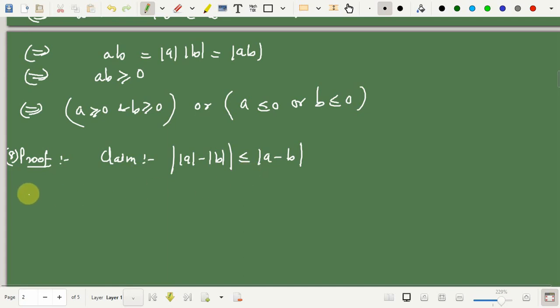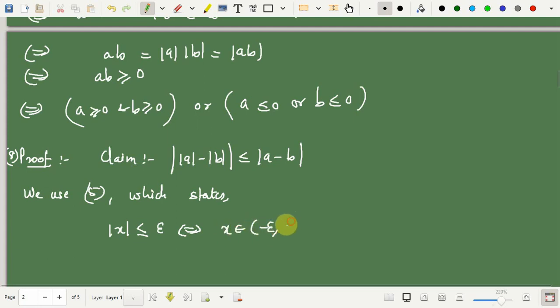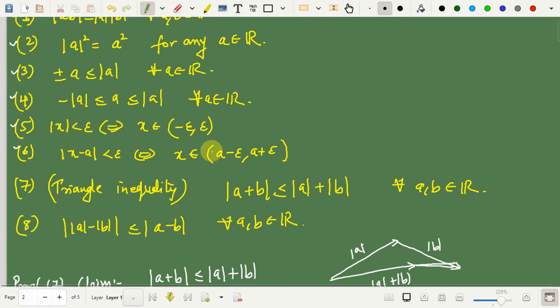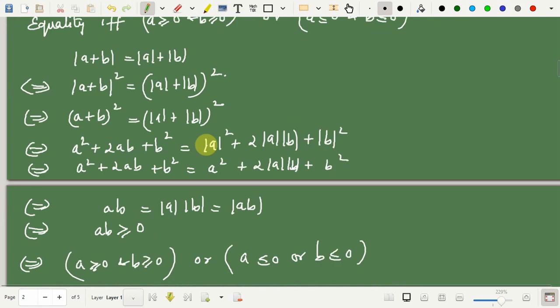So, we use property 5, which says, okay, I will write down. It states that mod of x is less than or equal to epsilon, I would consider the equality also in this case, if and only if x lies in between minus epsilon comma epsilon. So, that is property 5 if I am not wrong. Yes. So, I am going to use this fact.